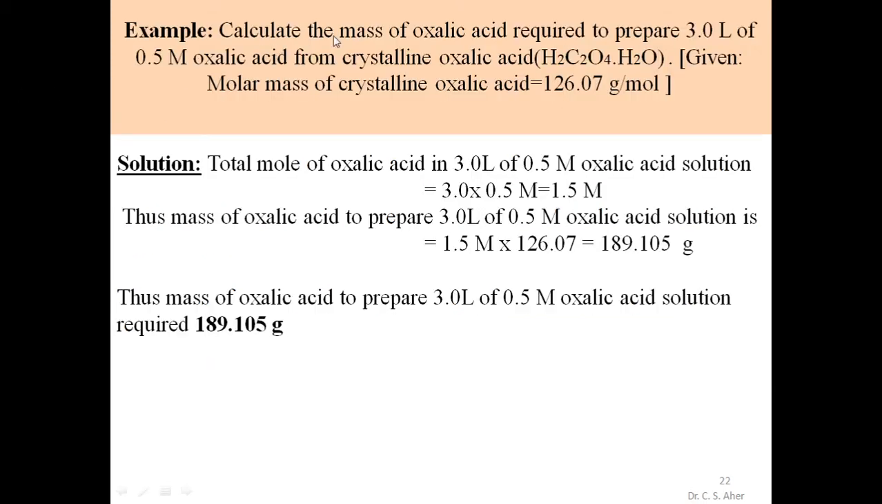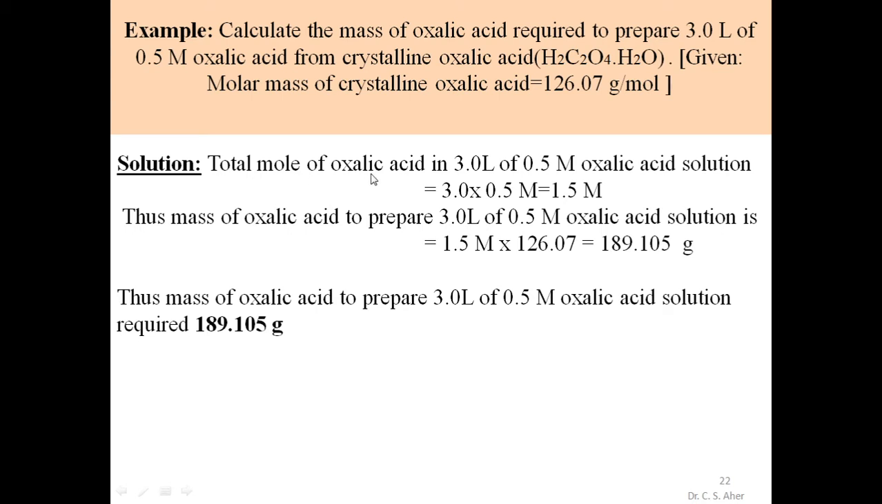See example: calculate the mass of oxalic acid required to prepare 3 liters of 0.5 molar oxalic acid from crystalline oxalic acid. This formula is given. Again, the molar mass of crystalline oxalic acid is also given. So how do we solve this problem?